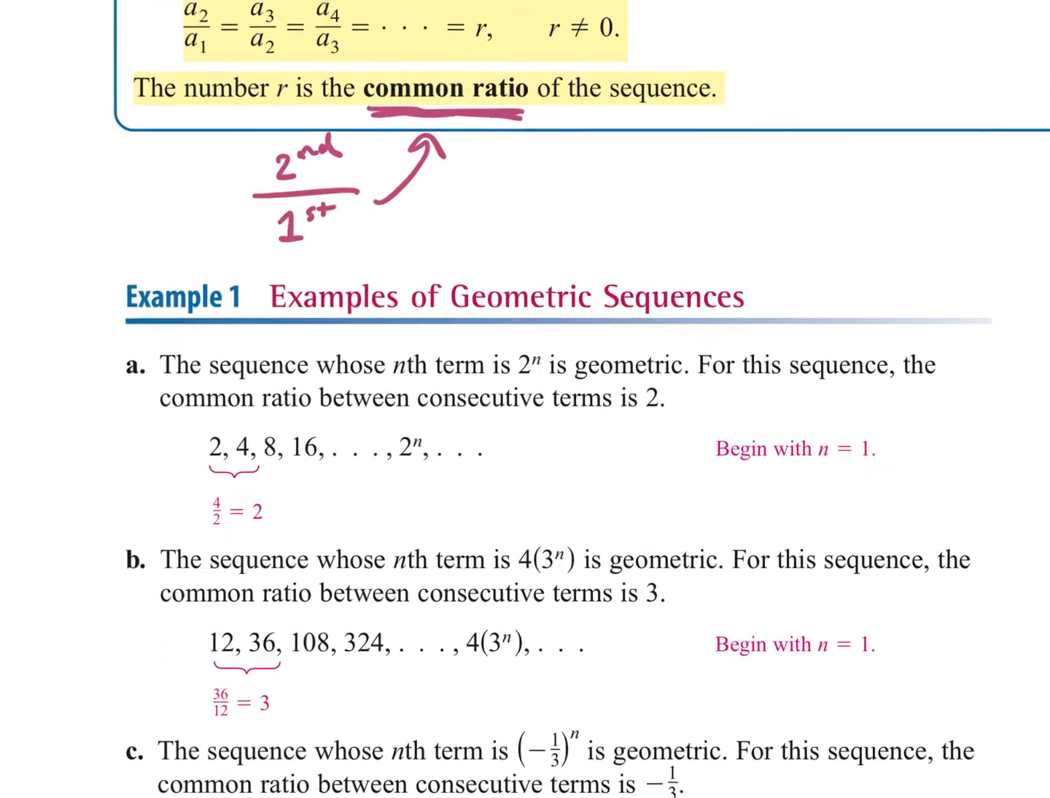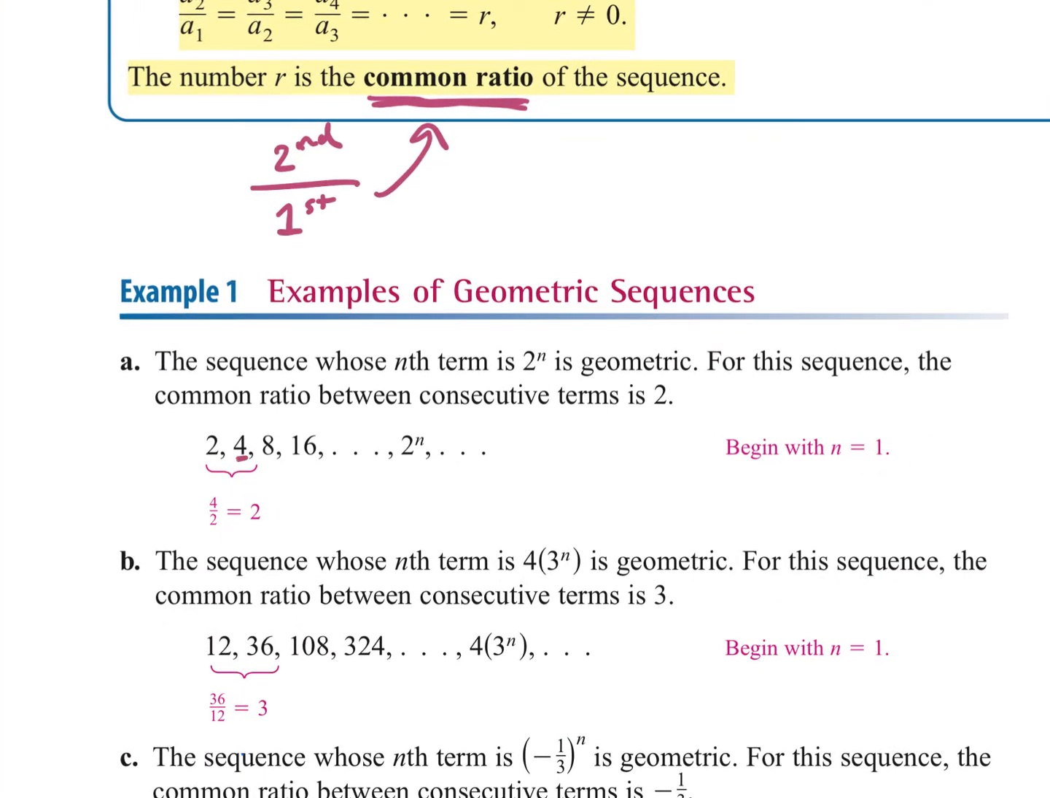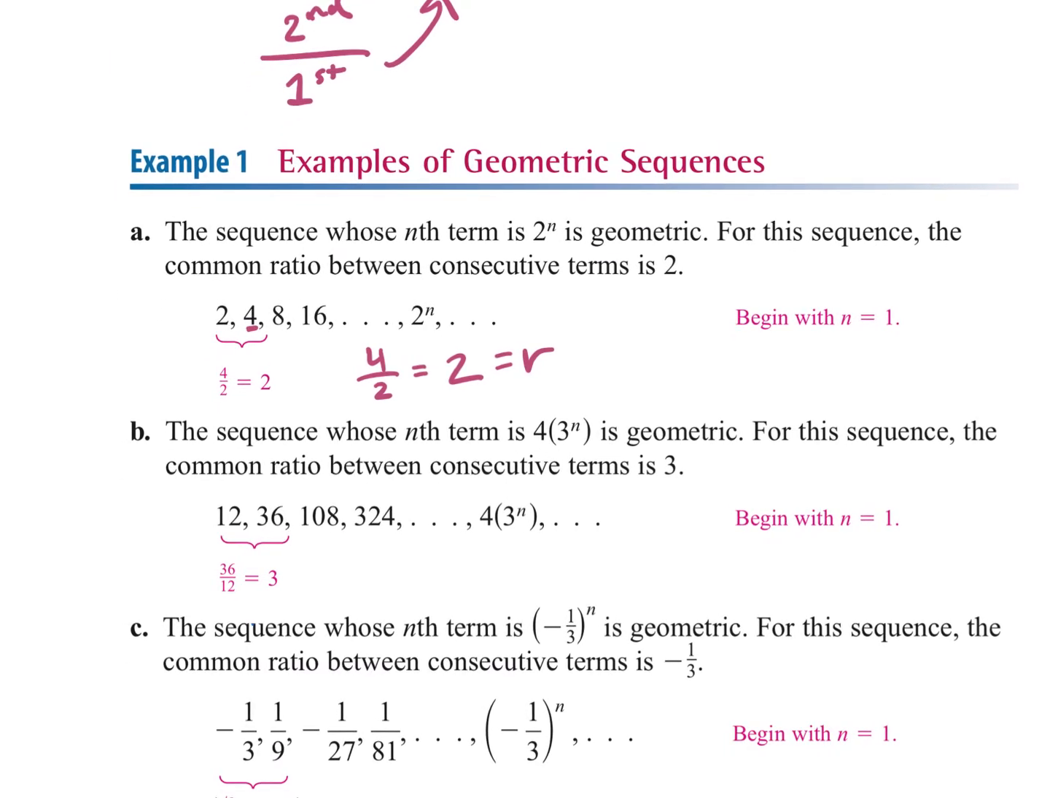So looking at example 1, we take the second term and divide it by the first one, so 4 divided by 2. That gives us 2, so 2 is our common ratio. And you can pick any term in the sequence to do that. If you pick the fourth term, 324 divided by the term right in front of it, so 108, that would give us 3. And 3 is our common ratio.